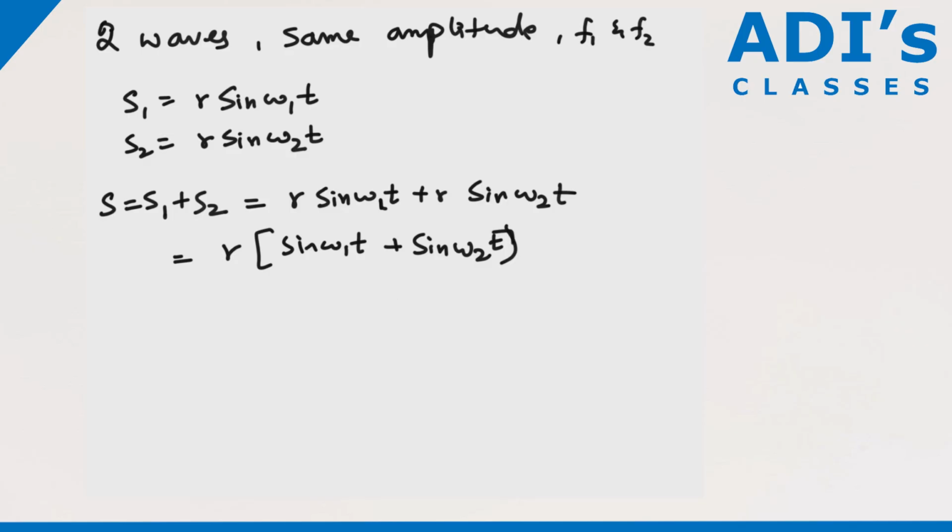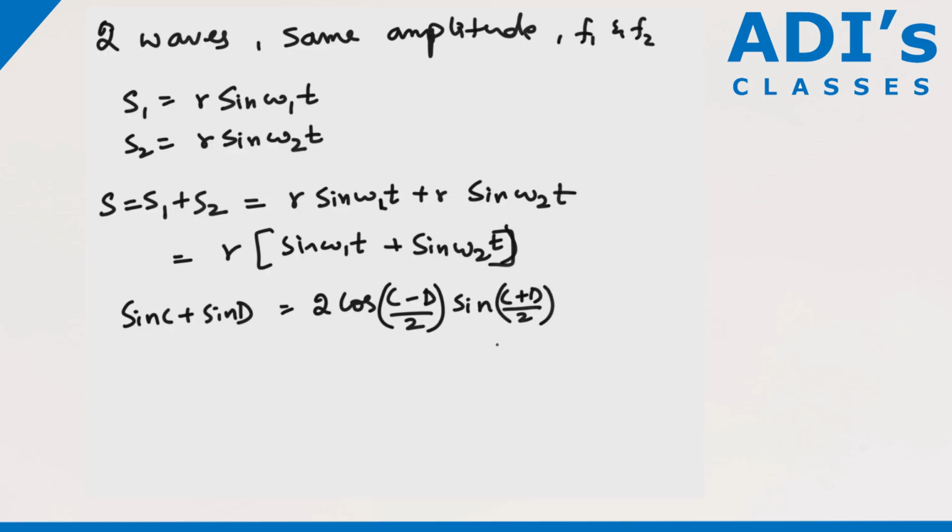Again, sine c plus sine d. So sine c plus sine d is what? Sine c plus sine d is 2 cos of (c minus d) by 2 into sine of (c plus d) by 2. Isn't it? If you apply this formula, then you are going to have 2R into cos.